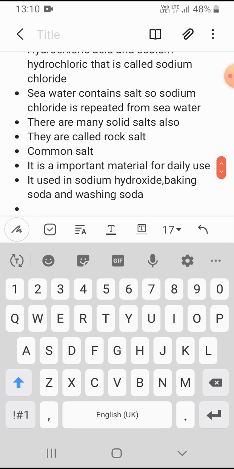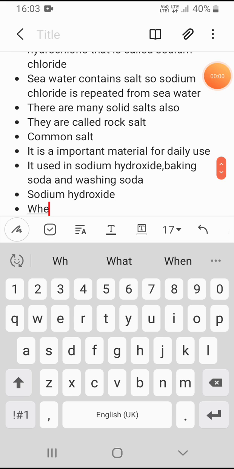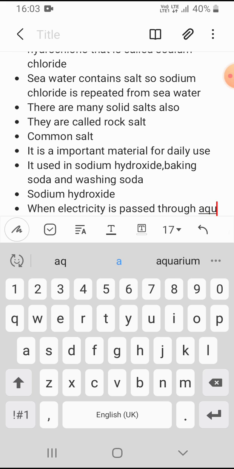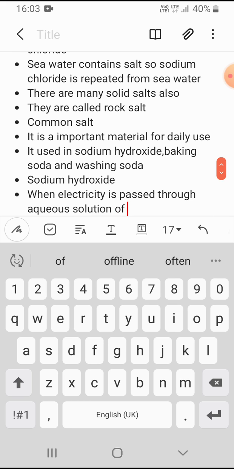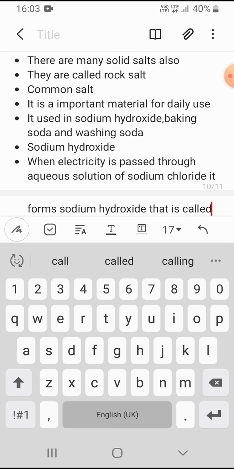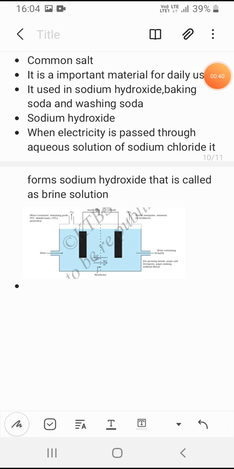So let's know first about sodium hydroxide. When electricity is passed through an aqueous solution of sodium chloride, it forms sodium hydroxide. The aqueous solution is called brine solution. This is how it happens when electricity is passed through the aqueous solution of sodium chloride. It forms sodium hydroxide.